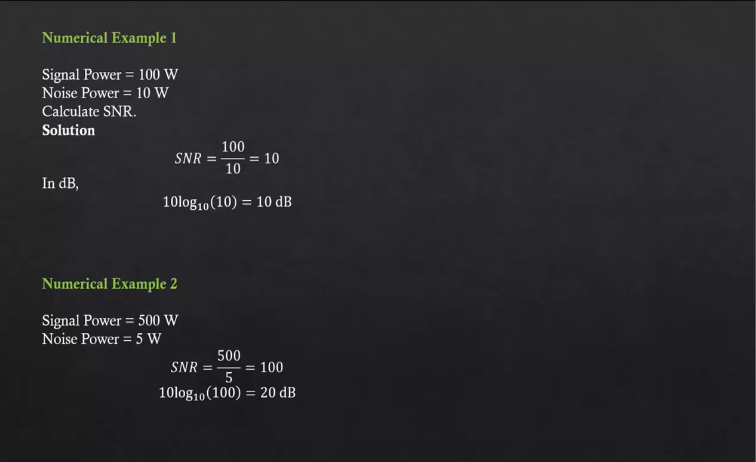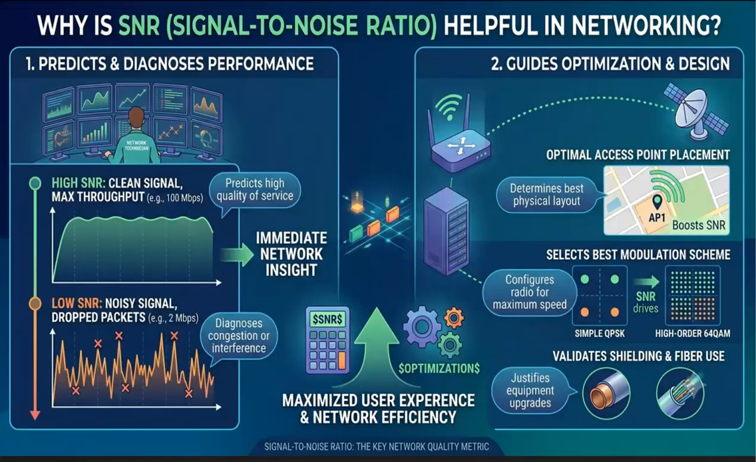So, what do these numbers actually mean for performance? Why is signal to noise ratio so helpful in networking? A high SNR means maximum throughput. A low SNR means dropped packets. SNR helps you to maximize user experience and network efficiency. It will also guide optimization and network design.